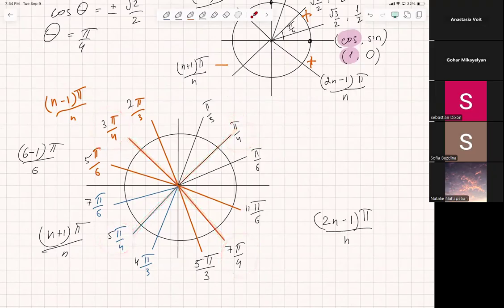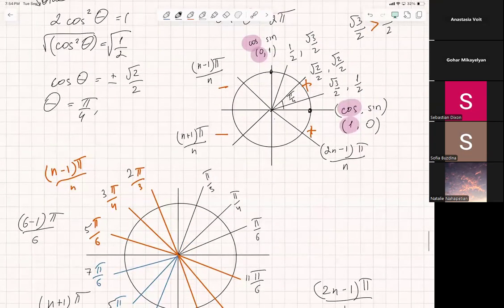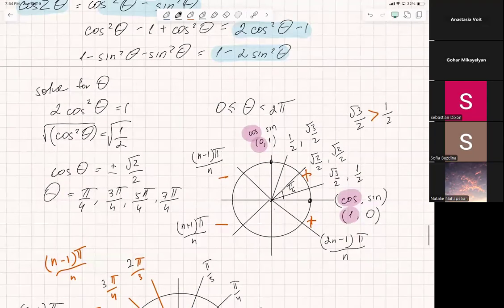So these are going to be all my solutions: pi over 4, 3 pi over 4, 5 pi over 4, and 7 pi over 4. All right. So yeah, that would be the solution for this problem. And yeah, that's it for this one. Do you have any questions?